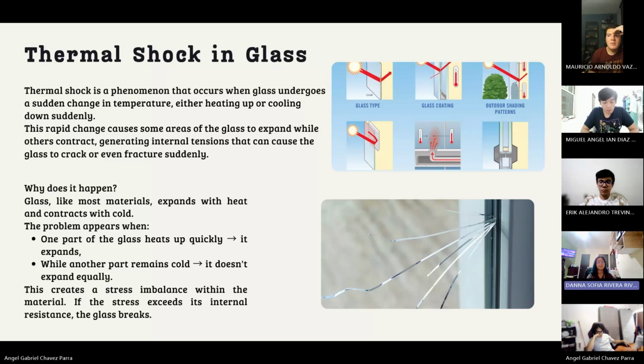Why does it happen? Glass, like most materials, expands with heat and contracts with cold. The problem appears when one part of the glass heats up quickly and expands, while another part remains cold and doesn't expand equally. This creates a stress imbalance within the material. If the stress exceeds its internal resistance, the glass breaks.